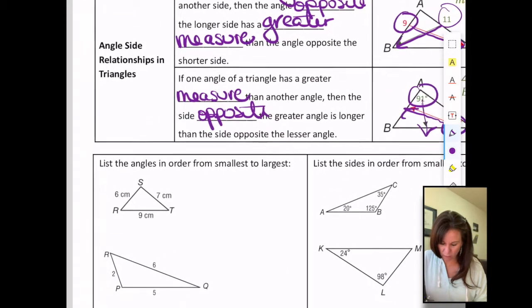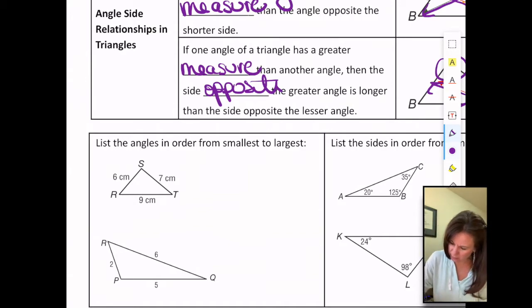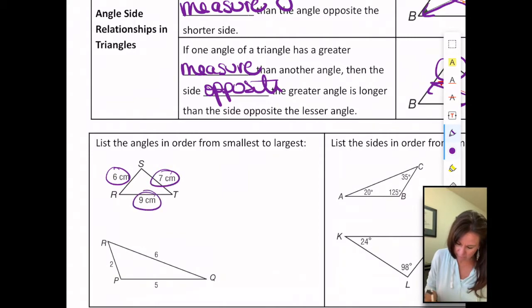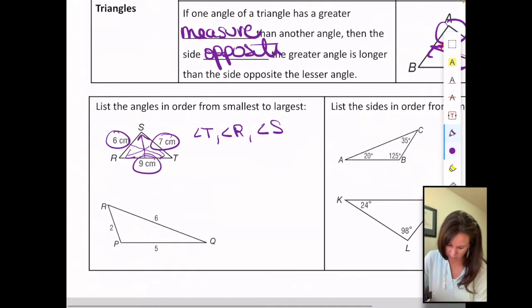List the angles in order from smallest to largest. So first we'll look at the sides in order from smallest to largest. So the smallest side is 6, then 7, then 9. So we're going to look across from 6 first. So we get angle T is the smallest. Then across from side 7 is angle R. And across from 9 is angle S. Those are the angles smallest to largest. Let's try this one too.